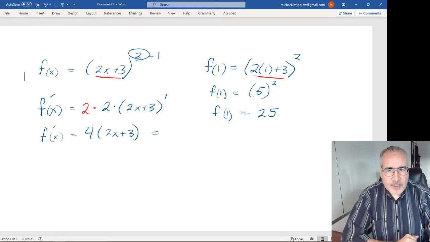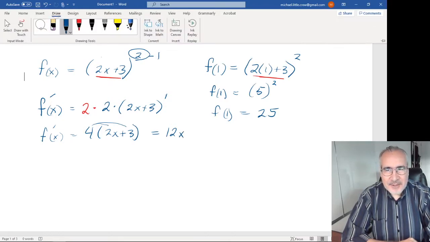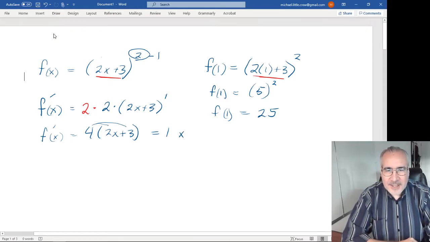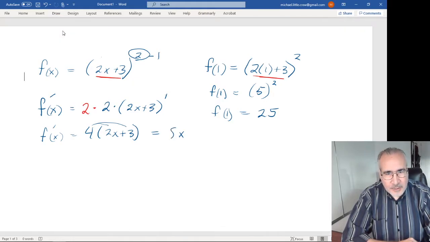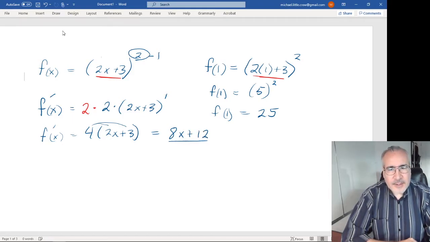So let's distribute the 4 through. 4 times 2x is... no, I was jumping. I was thinking of the 3 already. 4 times 2 is 8. It's only 8. It's always been 8. 4 times 3 is 12. Okay, so that's its derivative: 8x plus 12.